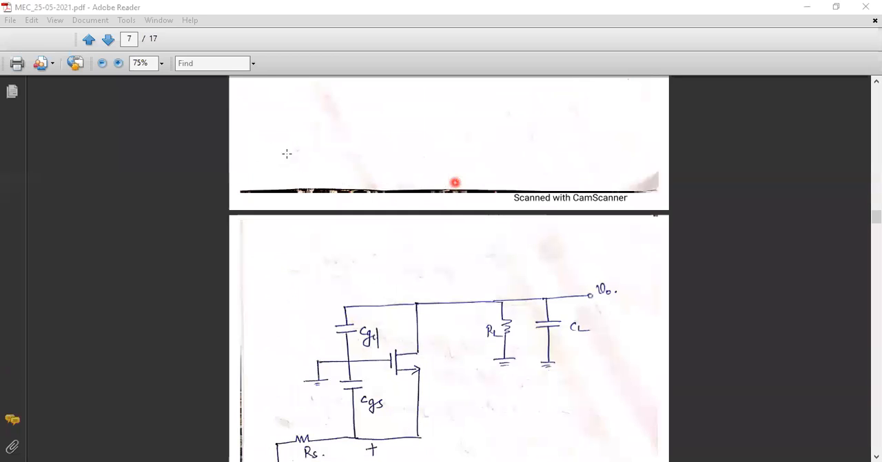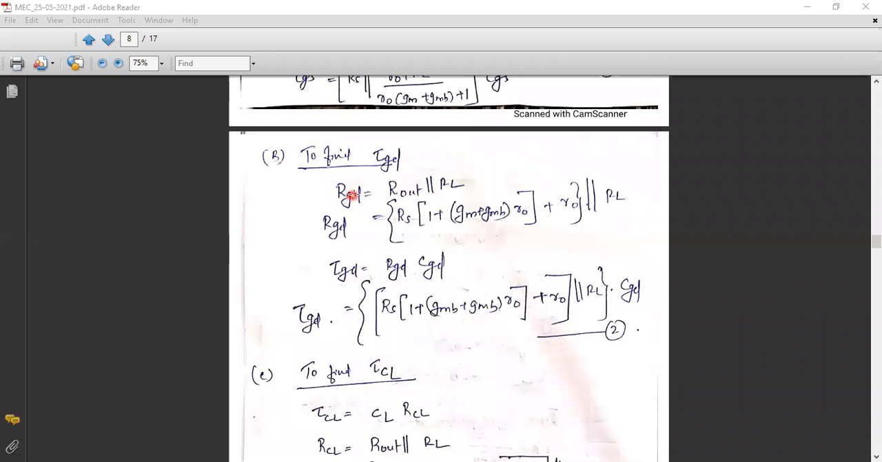So this is the second case where I will be finding tau GD. In order to find this time constant tau GD, I have to find RGD. RGD is the equivalent resistance that I obtained after looking across the terminals CGD. Now you told me it was RL. Along with RL, one more element will come, that is R out. That cannot be seen physically.